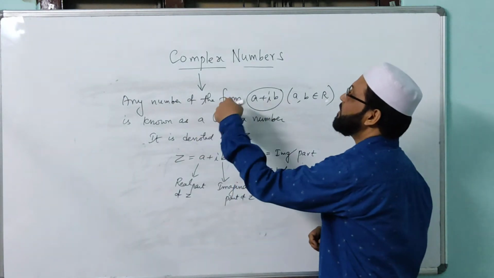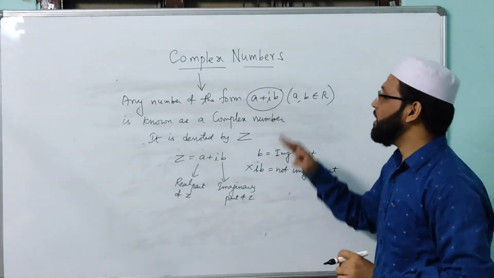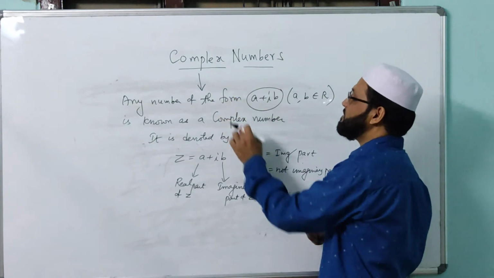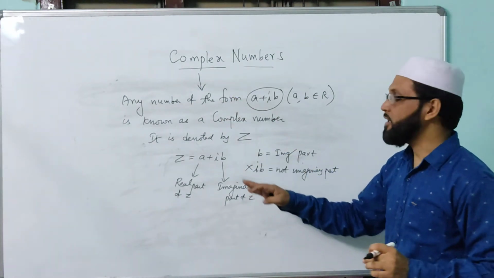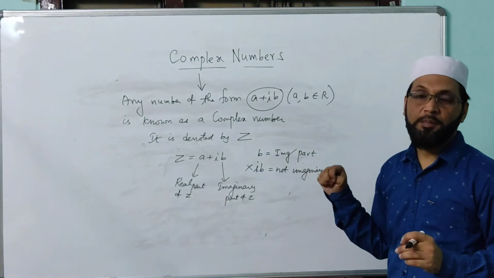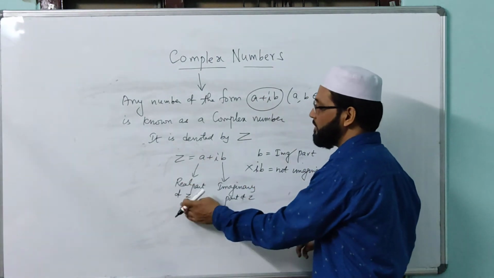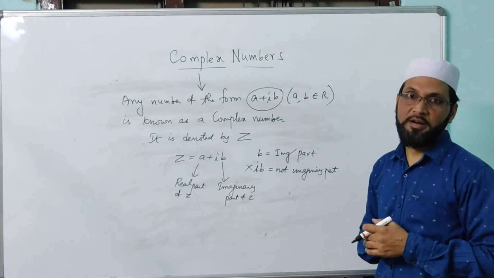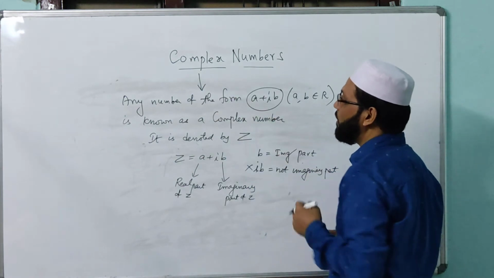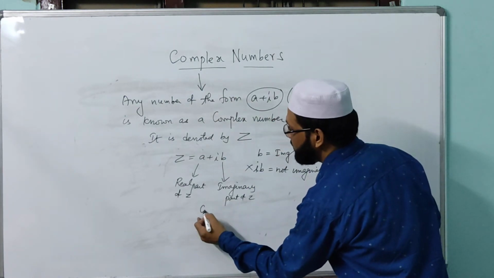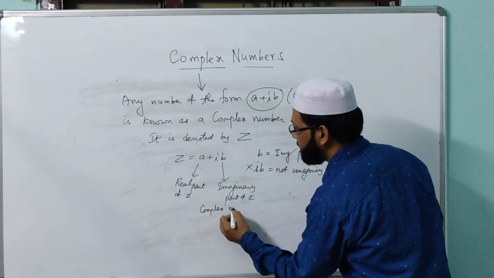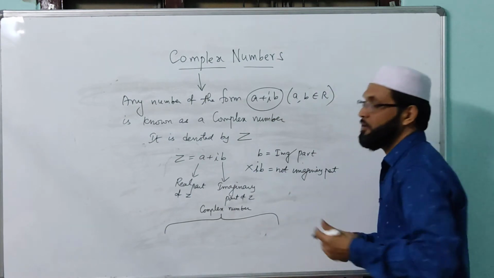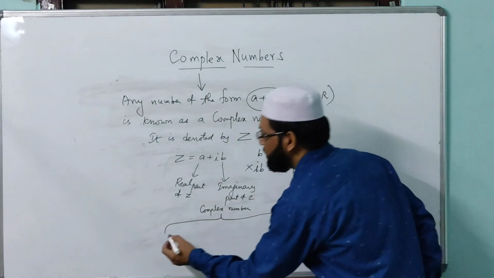So any number of the form a plus ib, where a and b both are real numbers, is called a complex number, and complex numbers are denoted by the letter Z. So we can write Z equals a plus ib, where a is called the real part of Z and b is called the imaginary part of Z. Now when we have a complex number Z equals a plus ib, we can write it in different forms. We can say a complex number is purely real.